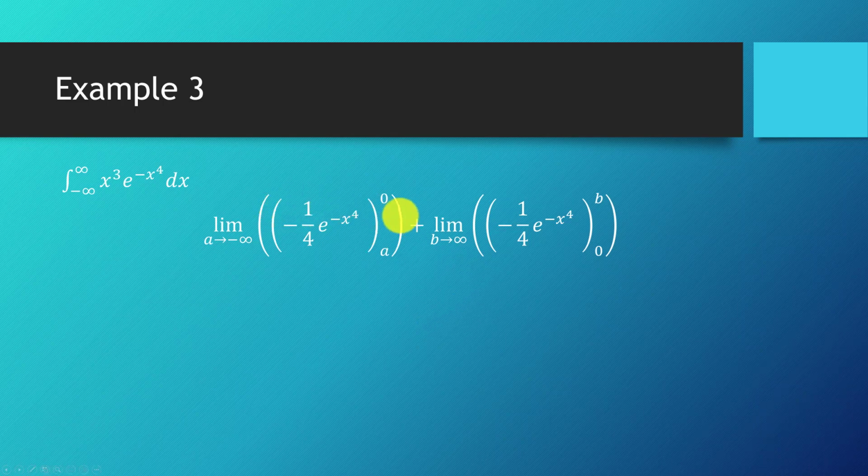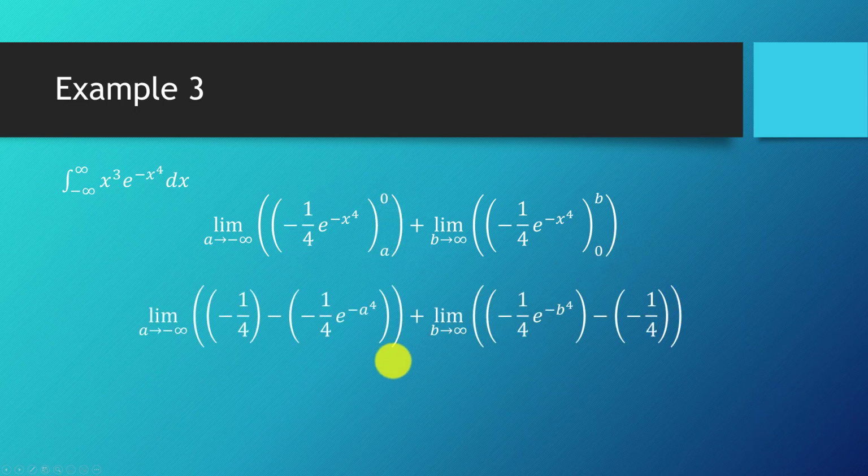Here I have the bounds correct. That's good. So if we evaluate from a to 0 and then from 0 to b, this is what we'll get. And the big thing to remember here is that when we plug in negative infinity or positive infinity, it's being raised to the 4th power, which means it's going to be positive.